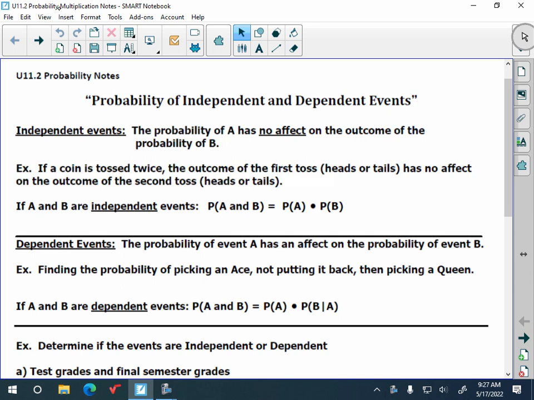We're looking for the word or. Okay, so when it's an or problem, we're adding and then try to subtract off anything that's in common.